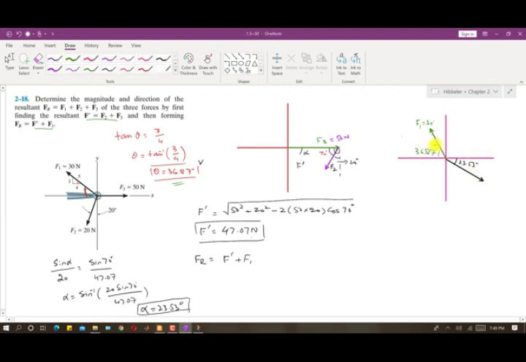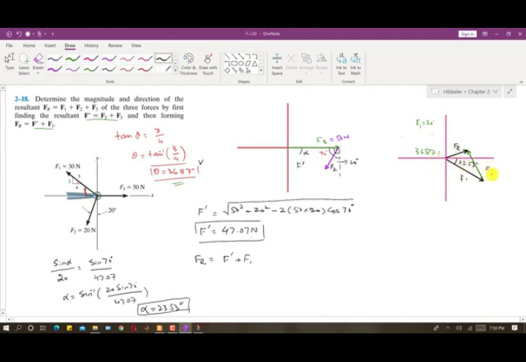So now if we add both of these by using the head to tail rule, I have to place this vector on the head of this F dash. Let's say that this is F dash and this is F1. So this will be the resultant of both of these, from this point to this point. So this is the resultant Fr, and this angle is 23.53.